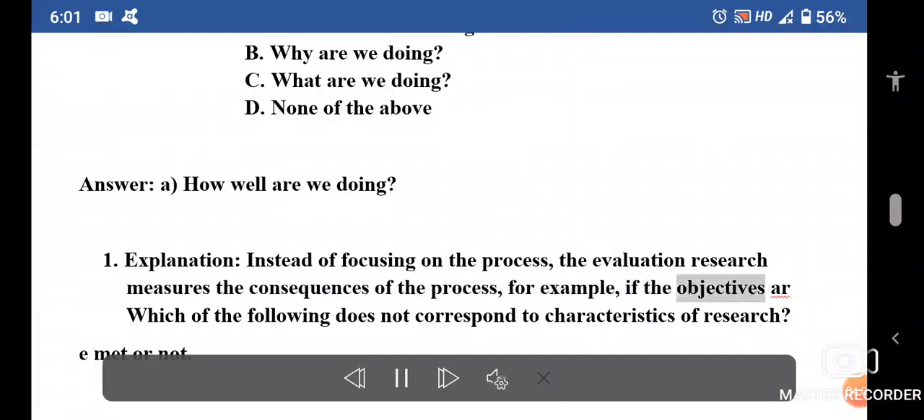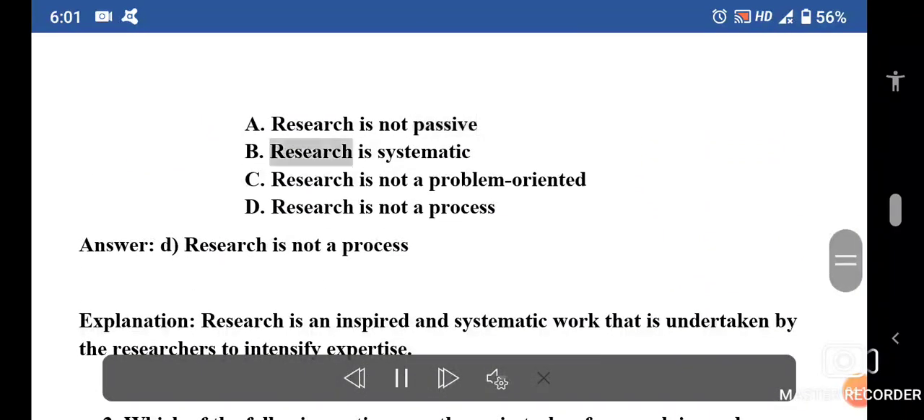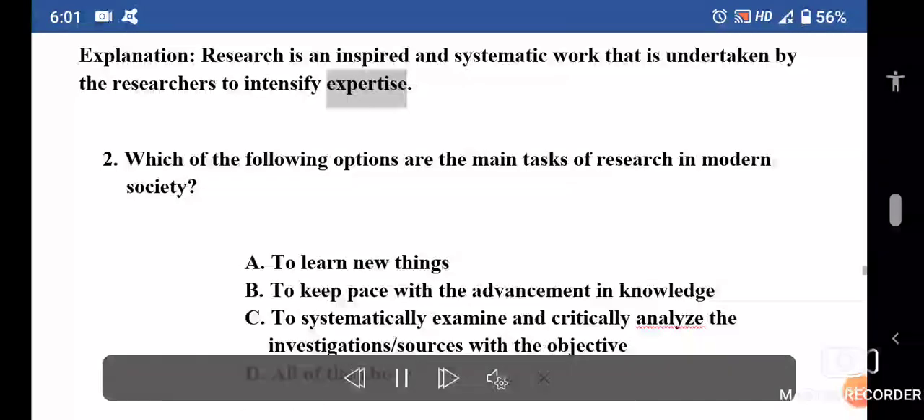For example, if the objectives are met or not. Which of the following does not correspond to characteristics of research? Research is not passive. Research is systematic. Research is not problem-oriented. Research is not a process. Answer D. Research is not a process. Explanation: Research is an inspired and systematic work that is undertaken by the researchers to intensify expertise.